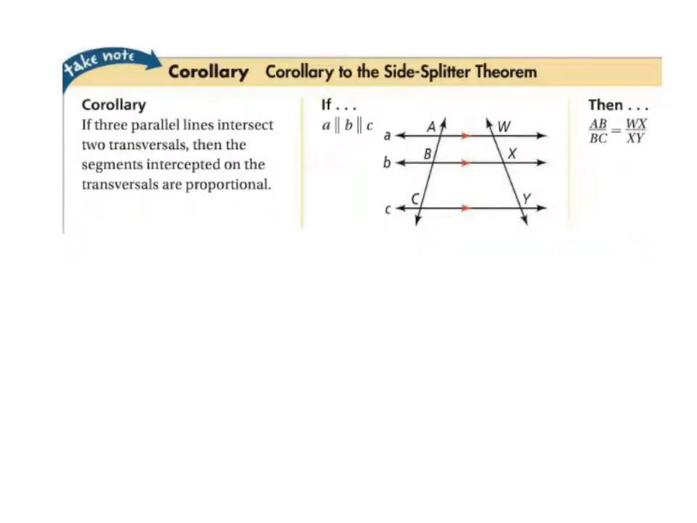So now this is a corollary to the side splitter theorem, and it really just means that this doesn't just work in a triangle. If you just have a bunch of parallel lines, like I've shown here, with transversals cutting through, these parallel lines are going to break these transversals up into proportional parts. And the way they have it set up is they've got AB to BC is WX to XY. So you're just pulling out the parts of the sides and saying that they are proportional.